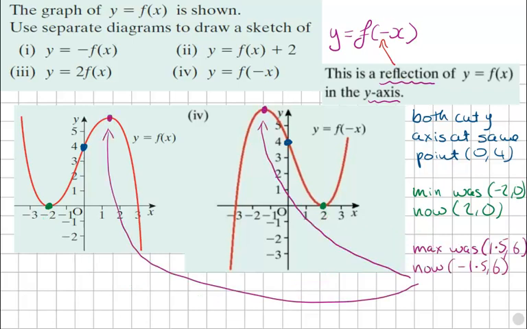Focusing in now on some more important points. So the maximum of our original function was 1.5, 6, and the maximum turning point of our new function, our reflection, is now -1.5, 6. So notice that the x values changed sign, but the y values remain the same.